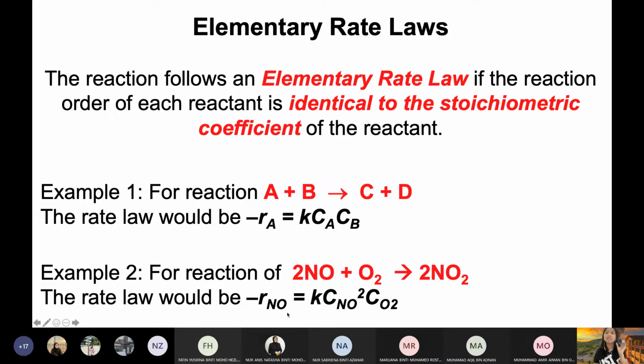So it become minus RA. RA kamu adalah NO. So kita tulis sebagai minus RNO. Rate of disappearance of your NO equals to K. Concentration of your NO power of 2. Concentration of your oxygen gas power of 1. So this is for elementary rate law.